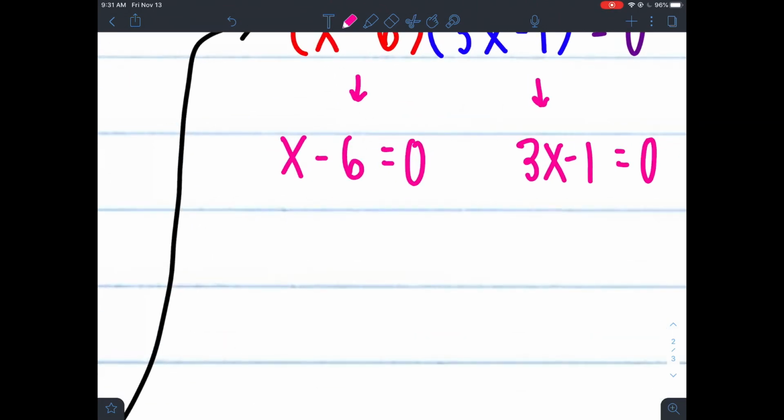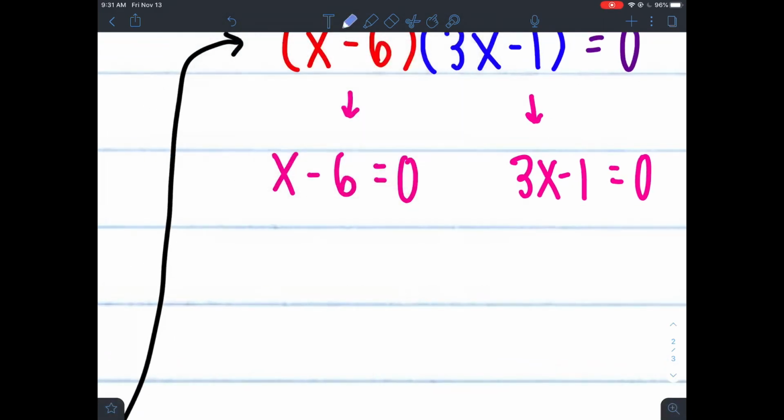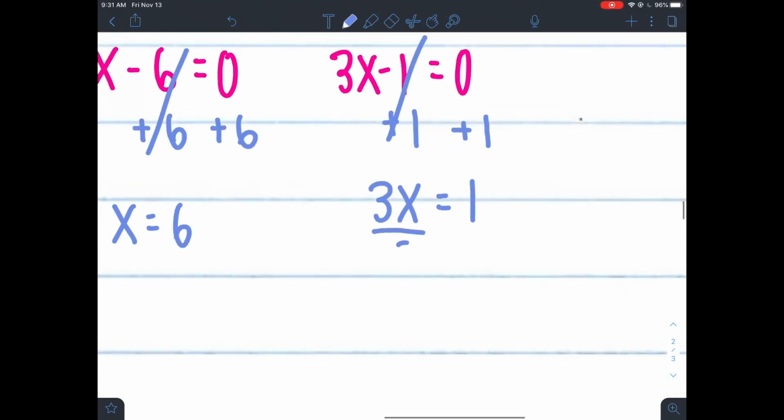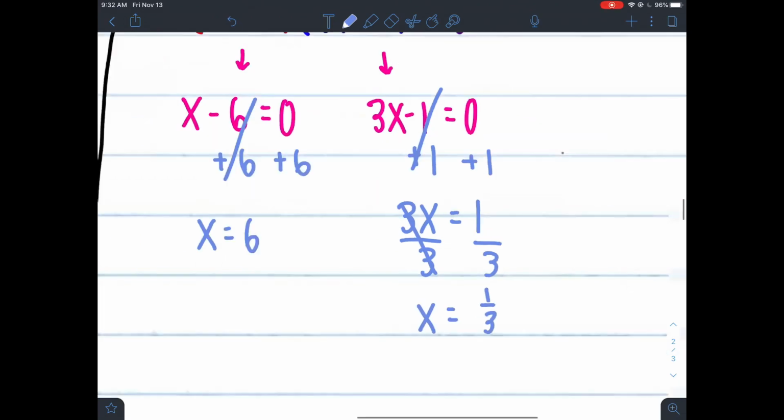All right, so now I'm going to solve for x in both situations. So in the first situation over here, the first step would be to add 6 to both sides, and I get x equals 6. And over here, 3x minus 1 equals 0. So the first step I would do to get x by itself is add 1 to both sides. So then I have 3x equals positive 1. But here, x is not by itself yet. So what's our next step? We have to divide by 3. So I get x equals 1/3.